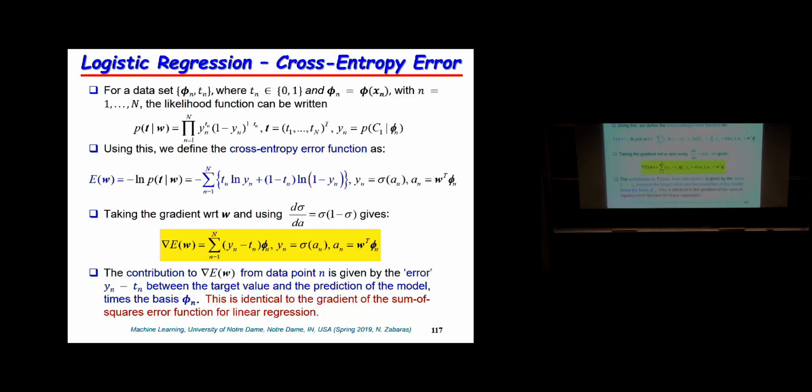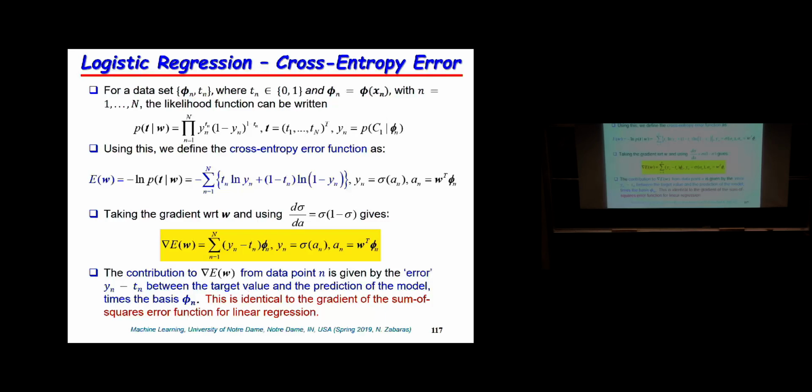So again, y_n is the sigmoid of alpha n, and alpha n is w transpose phi n. Pay attention to all the notation because I'm going to start taking derivatives and things may get a little bit messy. So phi n is the input, w transpose phi n is a linear combination of the input.